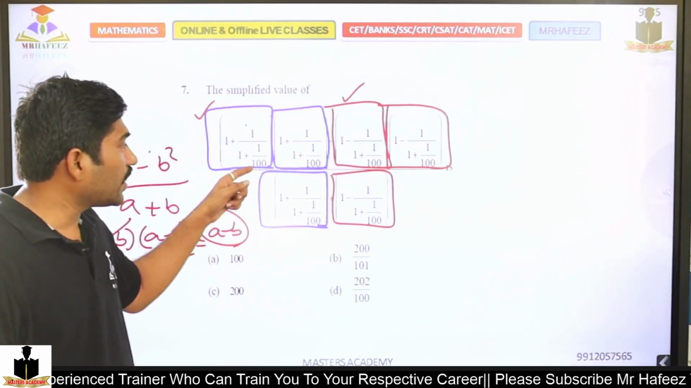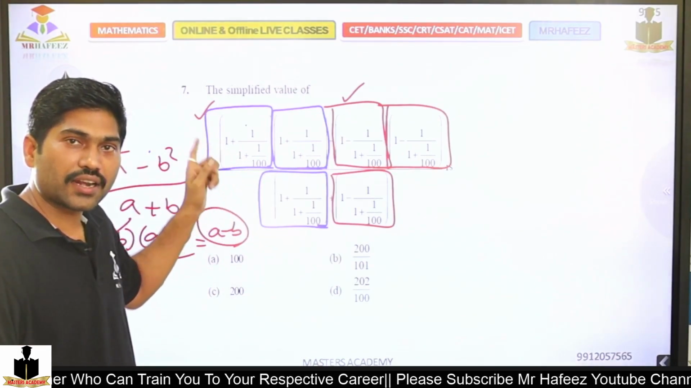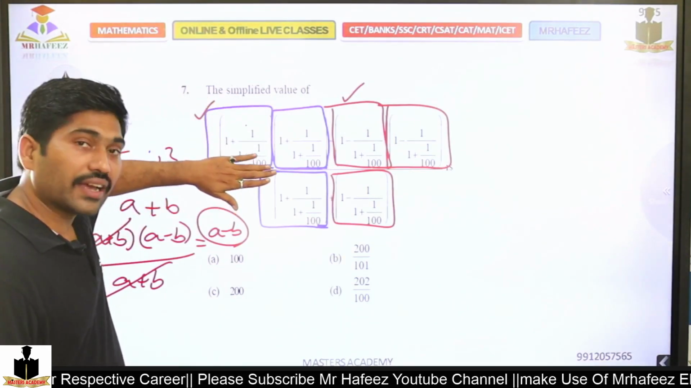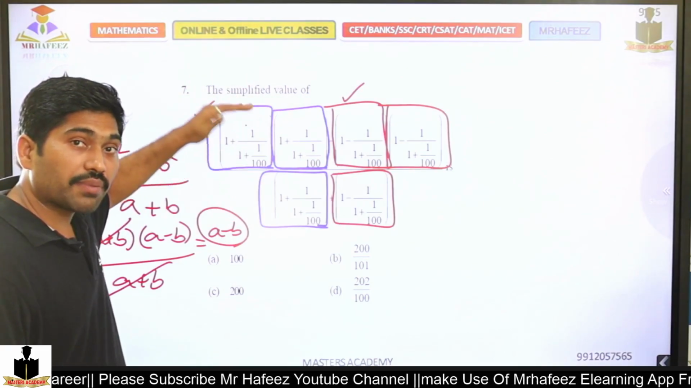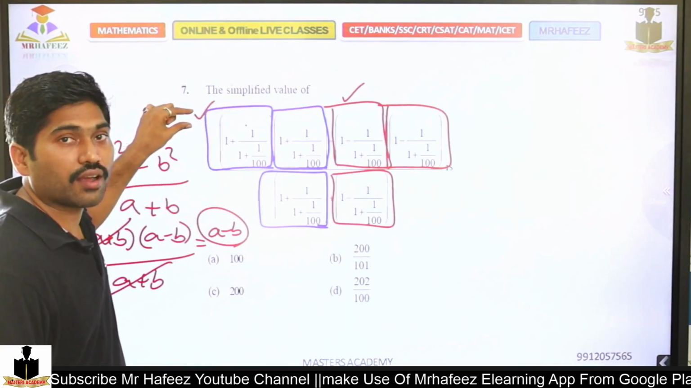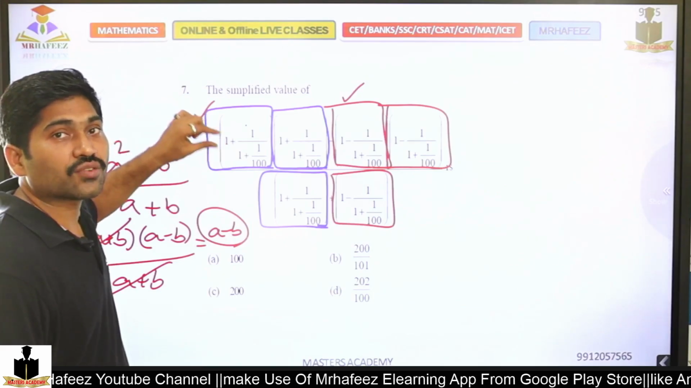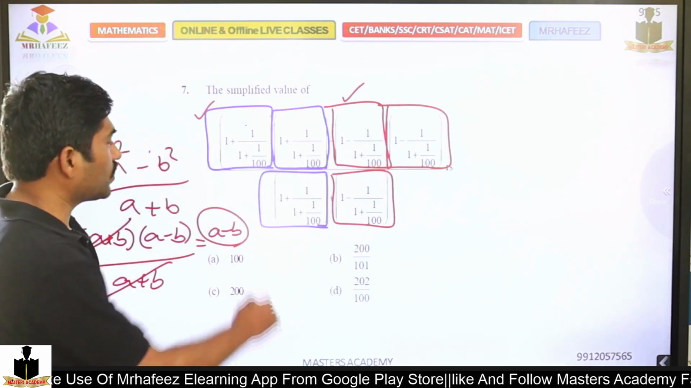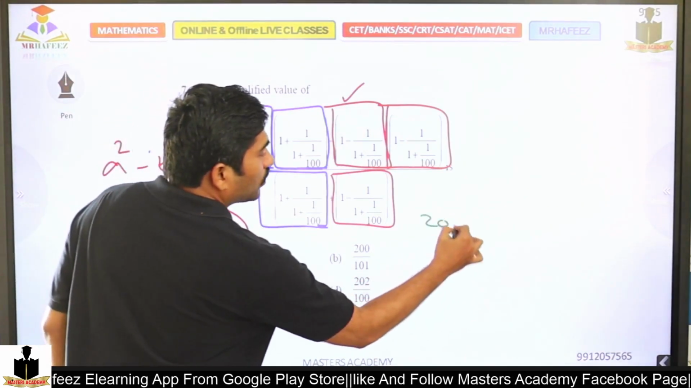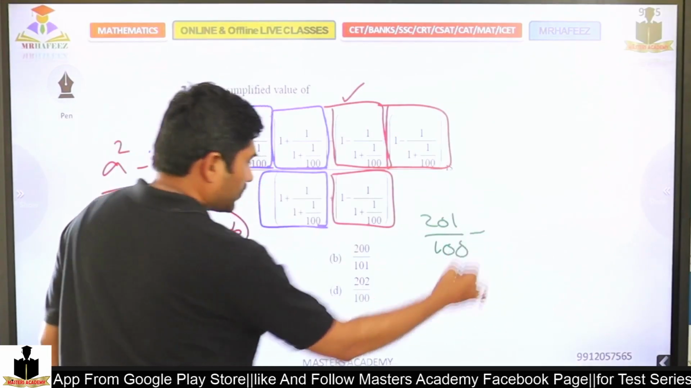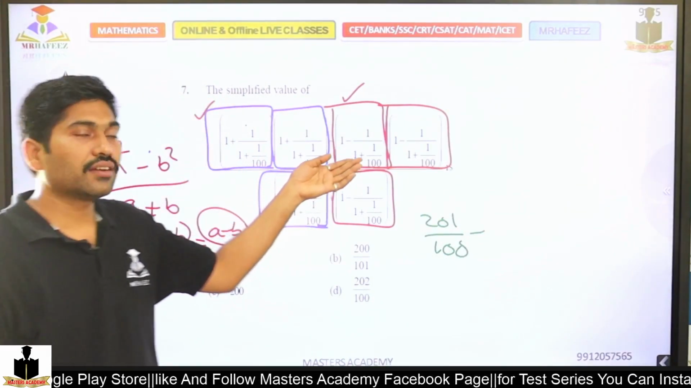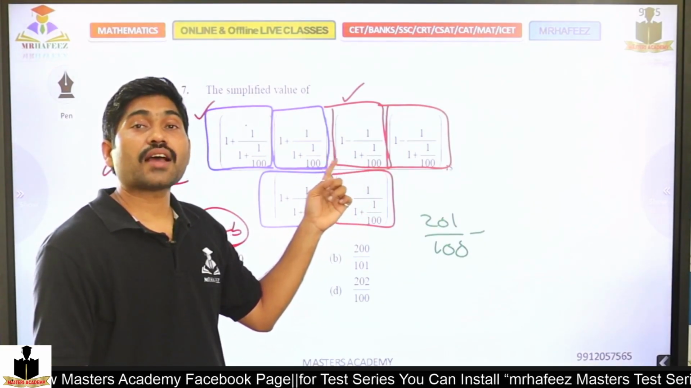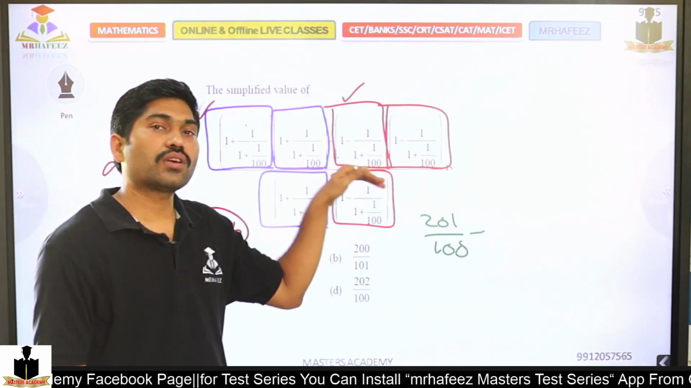Very good. So in the denominator, 100 into 1 is 100, 100 plus 1 is 101, so 101 by 100. Reverse it, 100 by 101. 101 plus again 1 into 1, it's 101. 101 plus 100 is 201. So 201 by 100. So the value here is 201 by 100 minus 201 by 100 minus again 100 and 1 by 100 plus 1. So 100 plus 100 into 1 is 100, 100 plus 1 is 101 by 100.